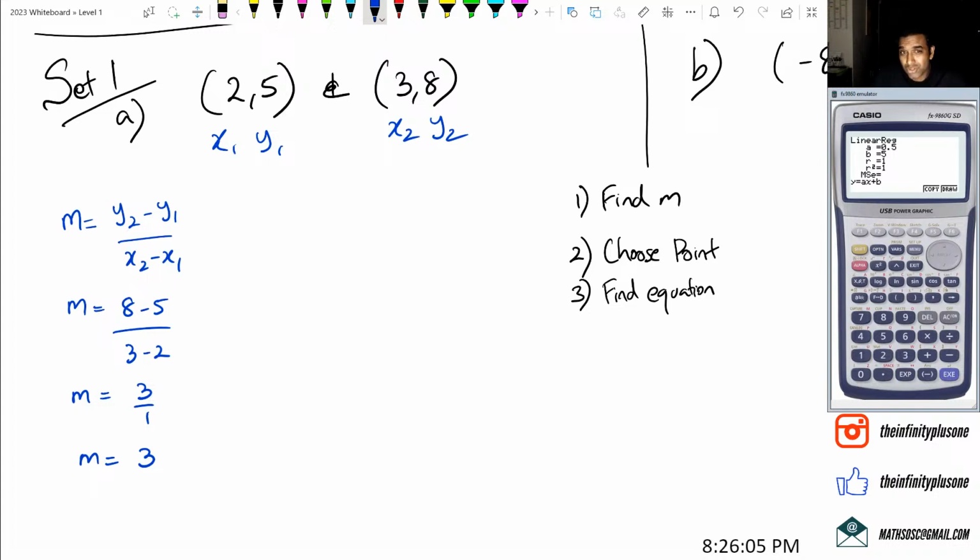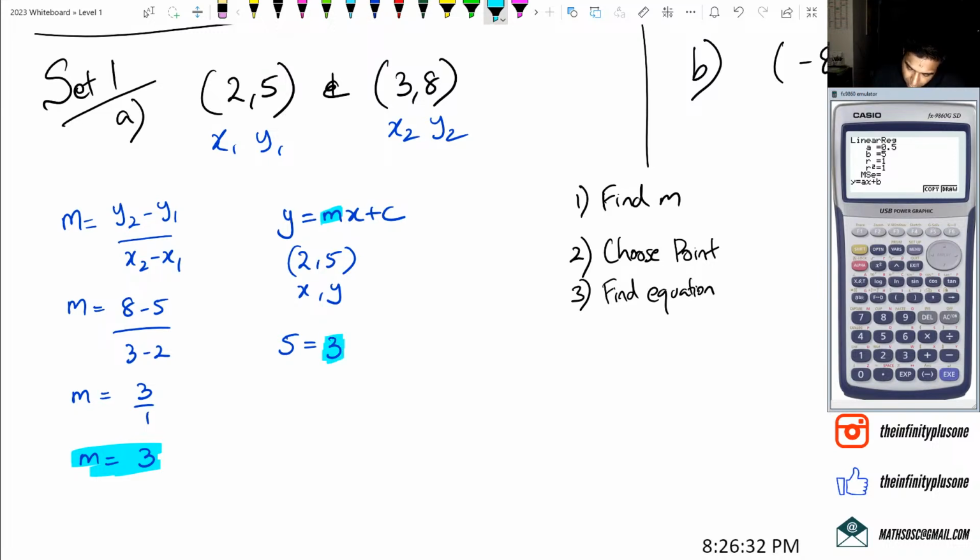At this point I'm going to show you guys how to do y equals mx plus c. I'm going to choose a point, and the point I'm going to choose is 2, 5. Notice how this is x and y. So I'm going to have 5 is equal to m, which was 3, times 2 plus c. If you're forgetting where that 2 is, that's the x. And of course the y happens to be 5, and I'm going to put that there.